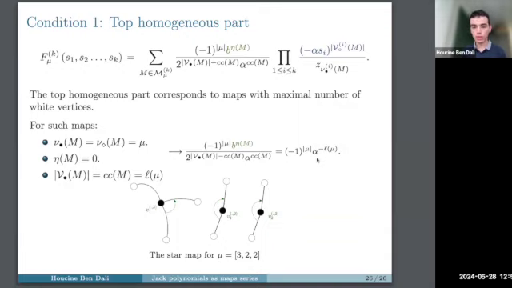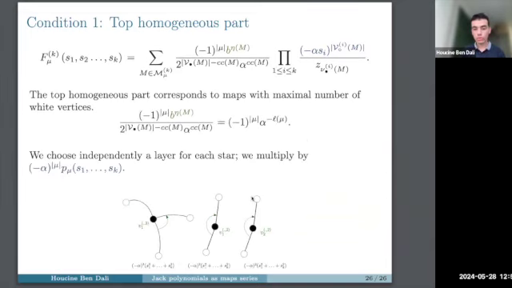So for now, we do not have this layered structure in this definition. Just know that the maps which are involved in the top homogeneous part should be these star maps. After choosing the map, so this is exactly one map like this, and now we'll pick a layer for each one of them.